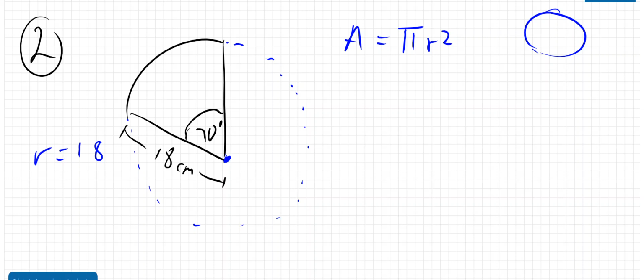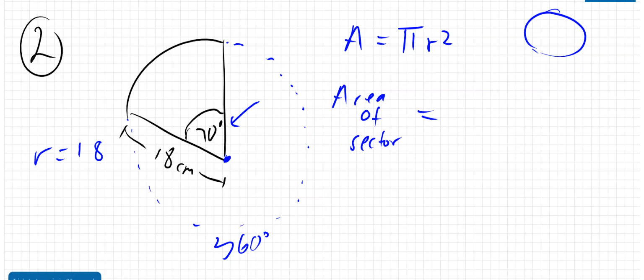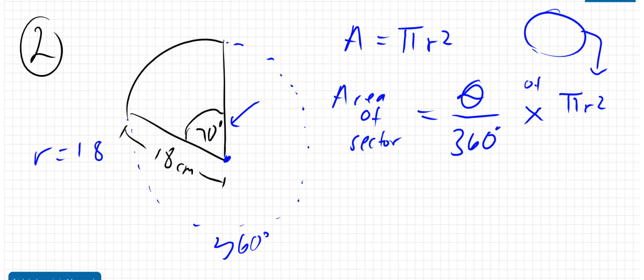And to work out the fraction of that, we know a full circle is a total of 360 degrees. And out of that 360 degrees, I am given 70 degrees. So I'm going to use that 70 to work out the fraction of the full circle. So the area of the sector is equal to a fraction of the full circle. The formula for a sector is the angle of the sector out of 360, so that's going to give me my fraction part, of, so times pi r squared, which is a full circle.